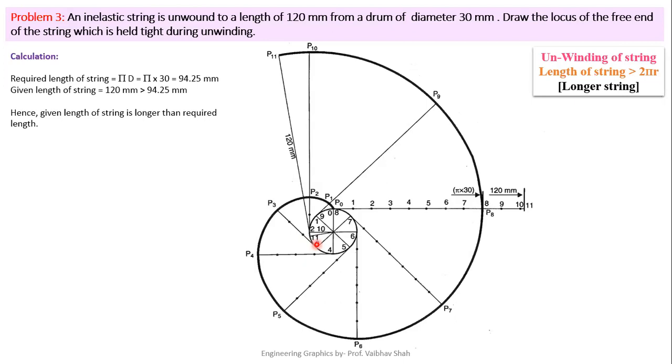After identifying all these points, the next step is very easy. You simply draw tangents from each and every point. So from 1 point, draw tangent. From 2, draw tangent. From 3, draw tangent. From 4, draw tangent. 5, draw tangent. 6, draw tangent. 7, draw tangent. 8, draw tangent. Now you will ask, sir, how long tangent should be?